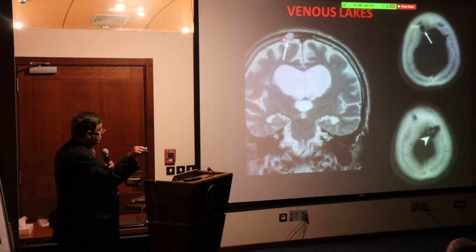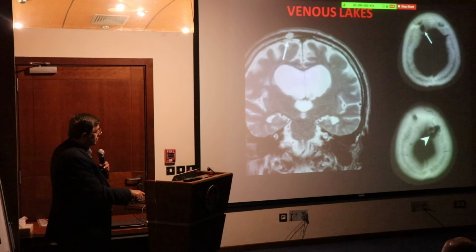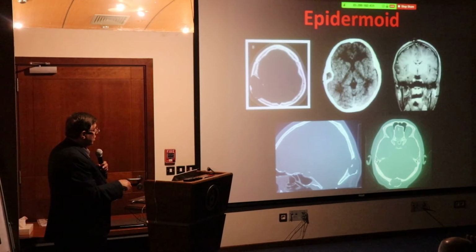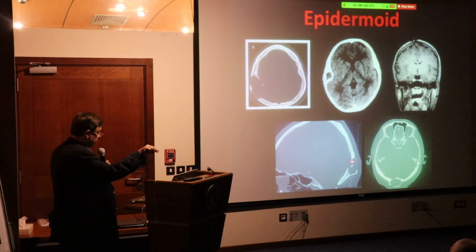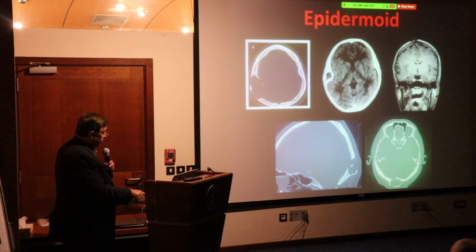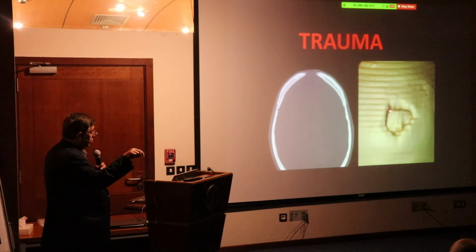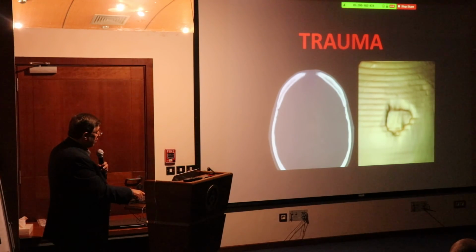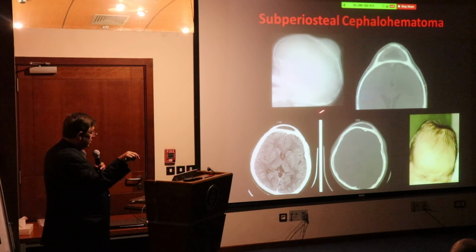Venous lakes, we may think of them as bony lesions. Epidermoid within the bone. Again, it looks like leptomeningeal cyst here. This is a case of mine in one of the doctor's wives. Trauma causing bone loss. Supraosteal hematoma like this in children.